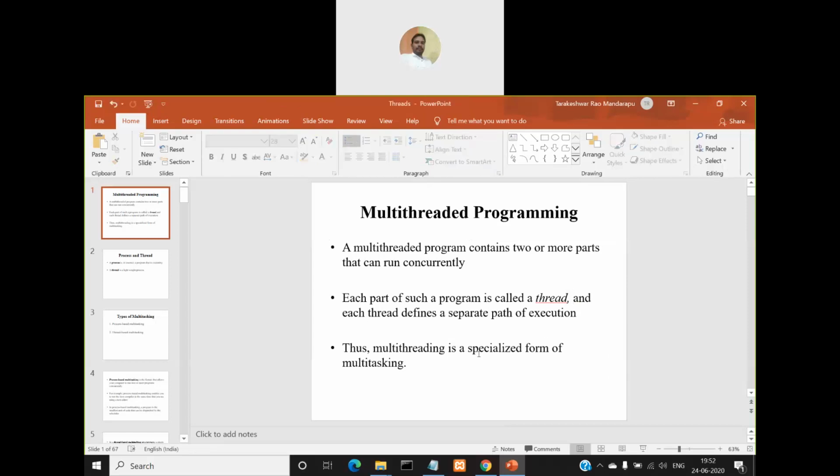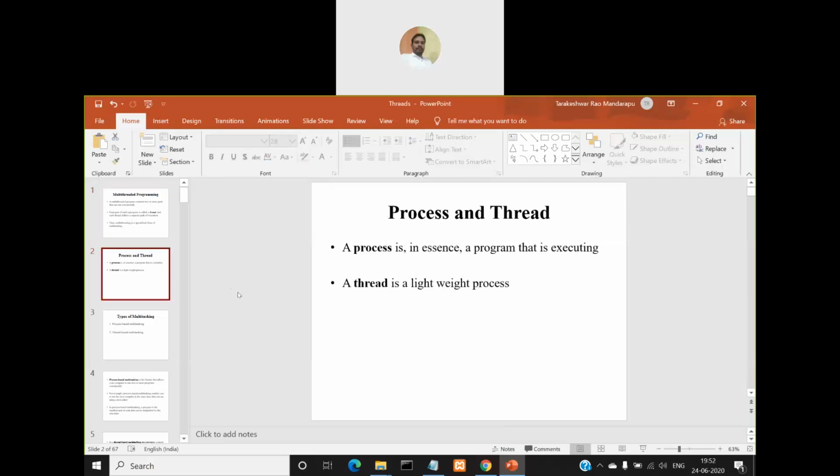Thus, multithreading is a specialized form of multitasking. What is multitasking? Multitasking means performing more than one task concurrently by your computer hardware and software together. That is called multitasking. And this multitasking can be done in two ways. Let us discuss multitasking briefly and then go into the actual multithreading concept. First, let us discuss what is a process and thread.